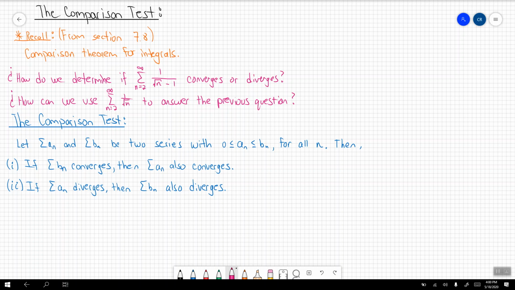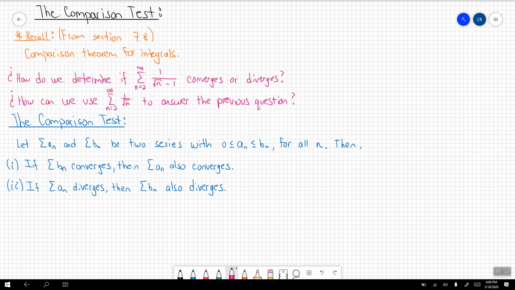Now we're going to start talking about the comparison test. Think about the comparison test as very similar to the squeeze theorem that we learned for sequences, and the squeeze theorem that we learned back in Calc 1. We want to keep using that. In this particular instance, we're going to be using the comparison test for series. So we're going to define two series. One of them is going to be a sub n, the other one is going to be b sub n.